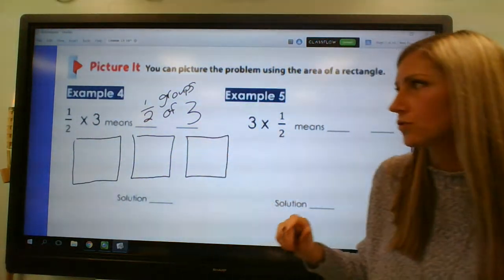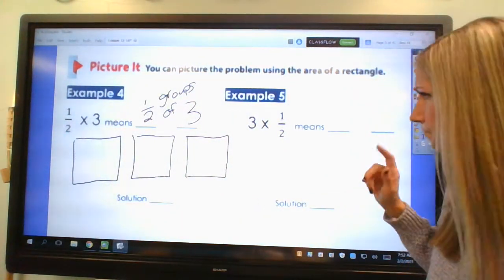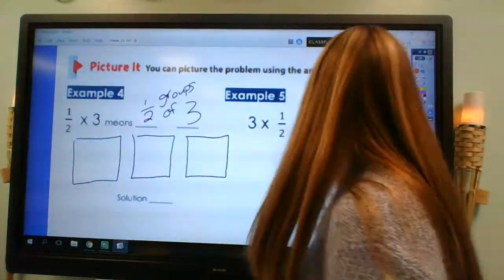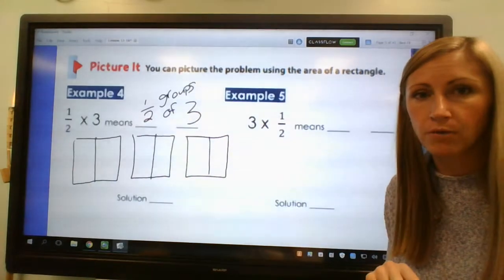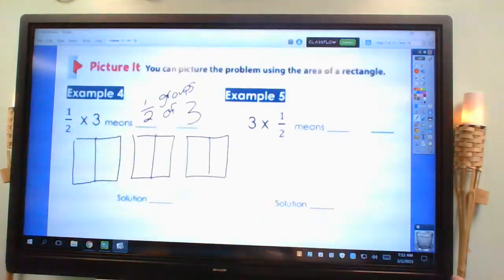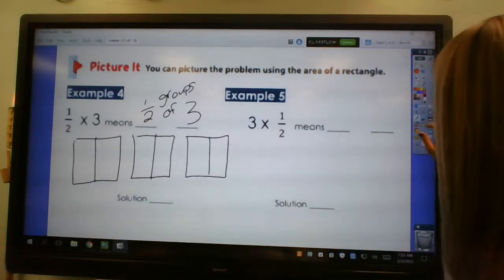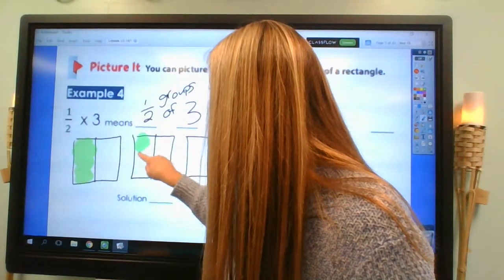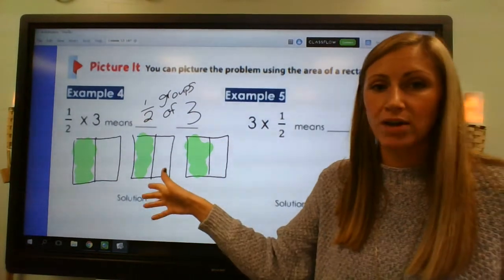And then what are we doing to these 3 holes? We're making half of 3, right? So my 3 holes are already there. I don't need to shade anything with that. So I'm going to take and I'm going to cut each of my 3 into halves, right? Now I have 1 out of 2 for each of these. So I'm going to shade our halves to represent half of 3. So there's a half of 3. I had 3. I did 1/2 of each.